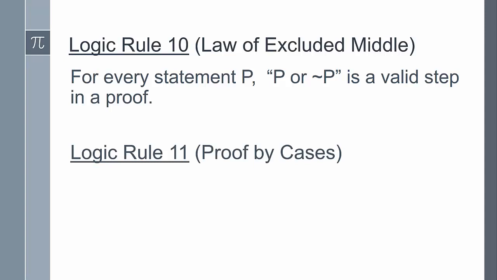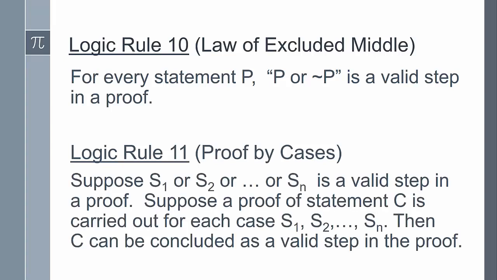So with logic rule 10, we can think of breaking a proof down into two cases where a statement P or statement not P are valid. But a proof by cases can have any finite number of cases. And logic rule 11 says that suppose you have statements S1 or S2 or S3 all the way up to Sn, and this is a valid step in a proof. So the idea is you've taken your proof and you've broken it up into cases.